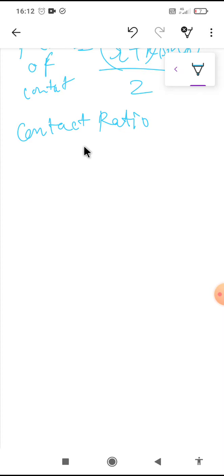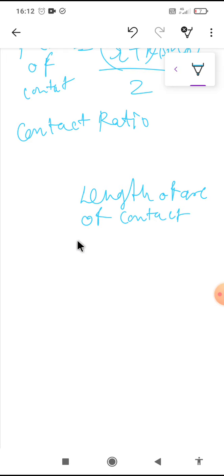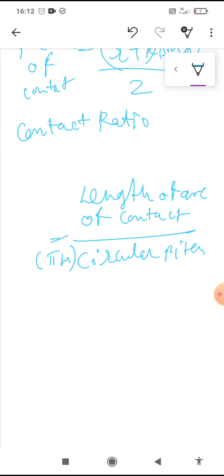We can call it the number of pairs of teeth in contact. Contact ratio, or number of pairs of teeth in contact, is defined as the ratio of the length of the arc of contact divided by circular pitch. Mathematically, it is the length of the arc of contact divided by circular pitch. As we know, circular pitch is nothing but pi into m, where m is the module.